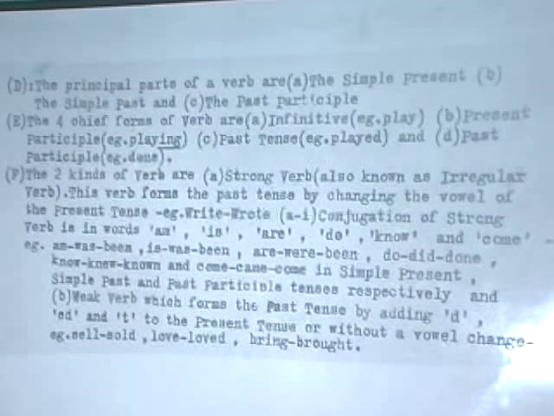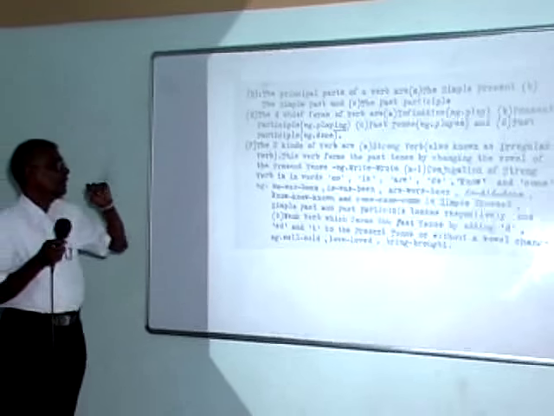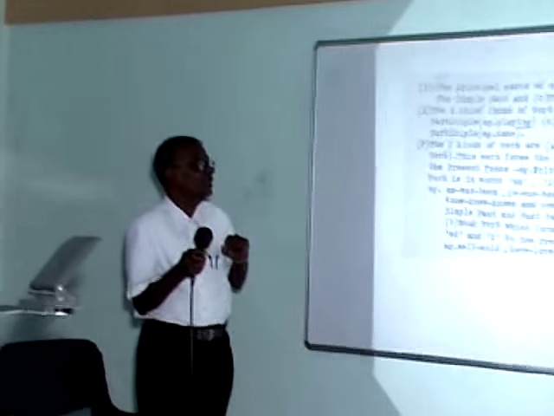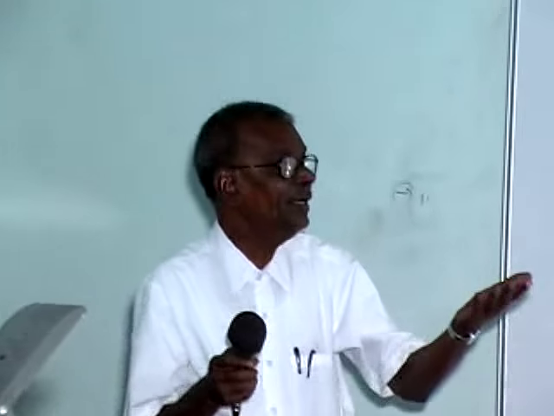The principal parts of a verb are the simple present, the simple past, and the past participle. The four chief forms of verb are infinitive, example play, present participle, example playing, past tense, example played, and past participle, example done.